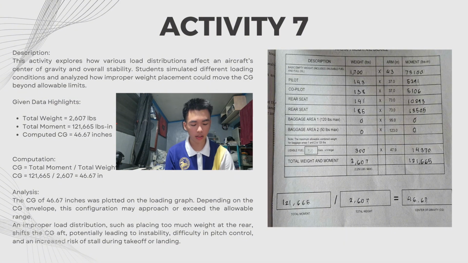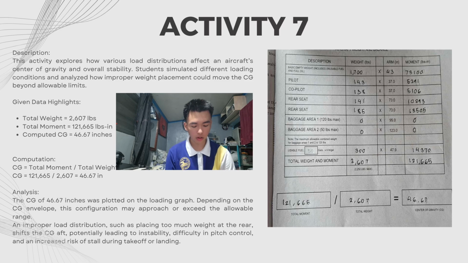We listed all the items that add weight to the aircraft, including the pilot, co-pilot, rear seats, and baggage area. Then we recorded the actual weight of each item in pounds and measured its distance in inches from a fixed reference point called the datum line. The farther the weight is from the datum, the greater its effect on the aircraft balance.